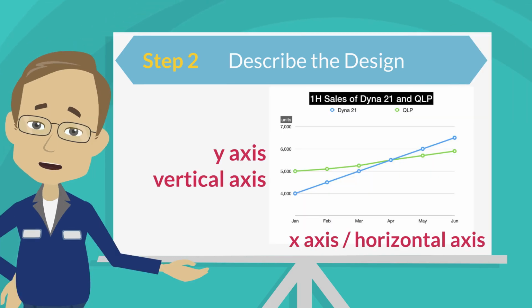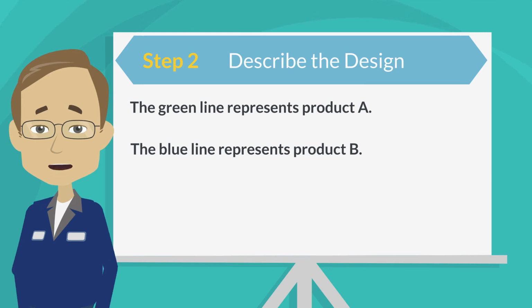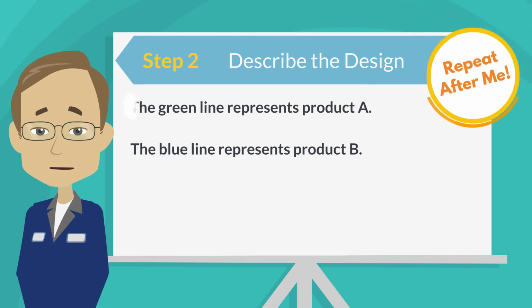Let's look at another example, this time of a line graph. The vertical axis shows the number sold, and the horizontal axis shows the month of the year. The green line represents the QLP, and the blue line represents the Dyna 21. Let's practice saying these phrases. The green line represents product A. The blue line represents product B. Very good.